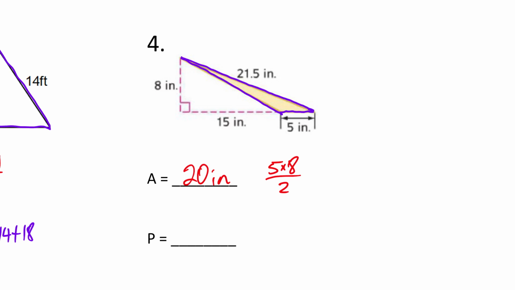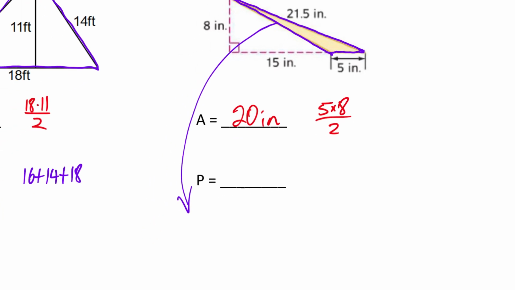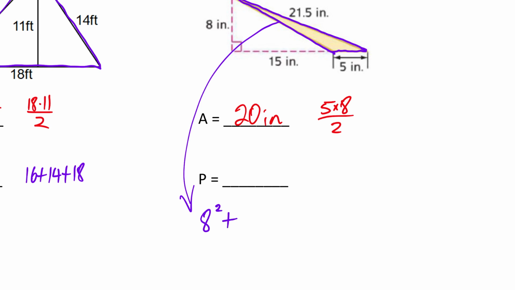Okay, Pythagorean theorem, now thinking about this dashed triangle right here. So we have 8 and 15. This time I'm looking for the hypotenuse. So to find this right here, I'm going to be adding in the Pythagorean theorem since I'm looking for the hypotenuse. So 8 squared plus 15 squared square rooted. And that gives you exactly 17.